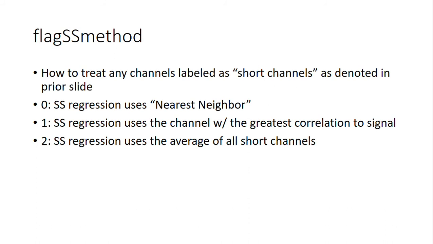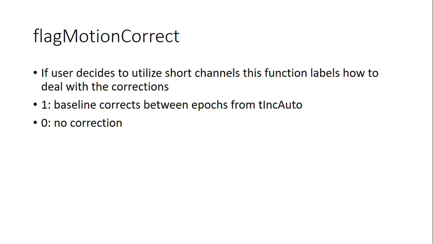So if I click 0, it's going to use the nearest neighbor regression. If I click 1, it will use the channel that has the greatest correlation to the signal. And if I click 2, it will average out all of the short channels that I do have. Typically, most individuals will not have many. Oftentimes, it's just one short channel. I personally have seen as many as 4, but I'm sure there's more out there. So using the average may or may not matter. Using the greatest correlation may or may not matter if you only have 1. If you have more than that, that's when you would want to actually take that into consideration. And if you don't have any, you really don't have to worry about this.